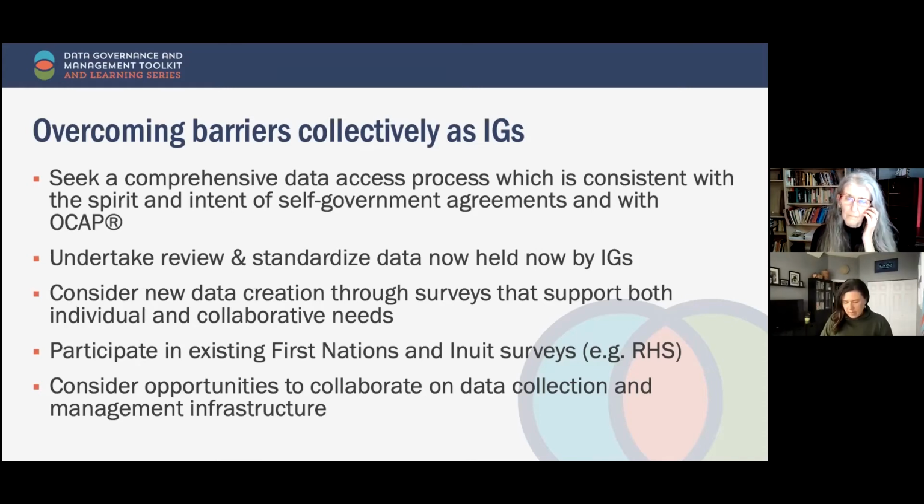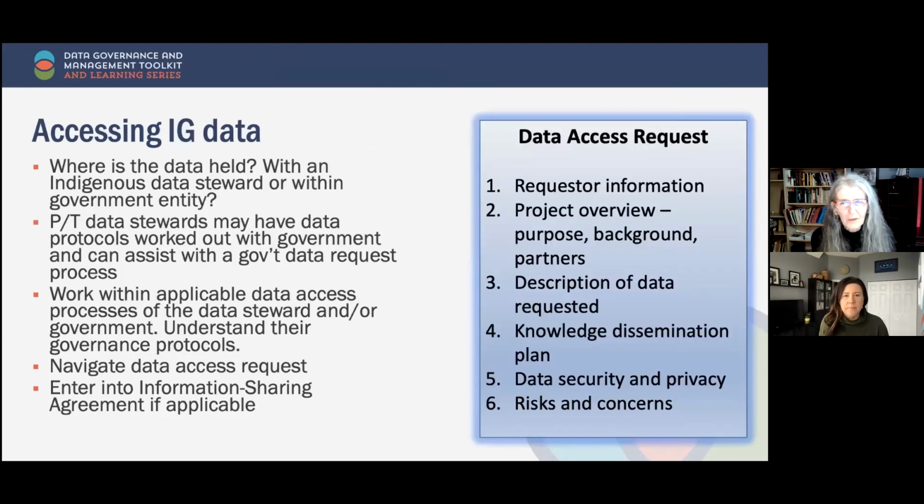Okay, so with all that said, that's the collective work. And then we're going to talk about how you, as an IG, go about accessing data about your citizens in external government data sets. So I'm going to turn that back over to Laurel for that. Great. Okay, now this is good news.